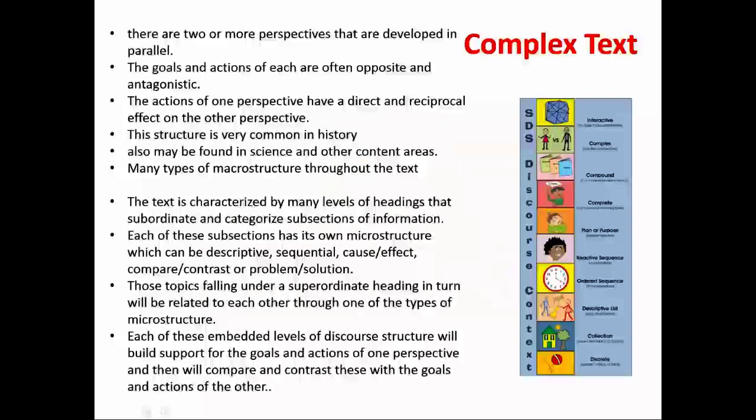Complex text is like Crudivelle, where you've got some parallel things going on, so two or more antagonistic. Very common in history, may also be found in science and other content areas. Once again, you can have many layers of paragraphs or texts that are just descriptive lists, some that are reactive sequences, some that are ordered sequences, some that have plans, some that are complete with compare and contrast. So you can have all kinds of levels of discourse within this overall complex text structure.